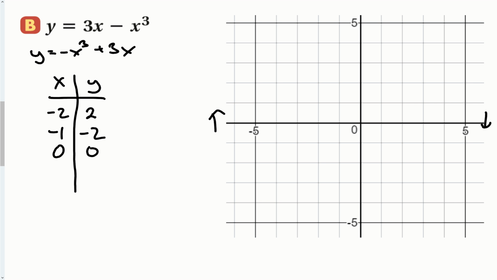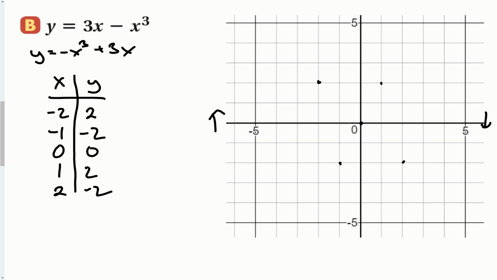Plugging in 0 is easy, gives me 0, 0. Plug in 1, I get a +2. And if I plug in 2, I get a -2. So that should be enough data to graph this thing. I expect the left side to go up, the right side to go down, and this could turn twice. So let's see. -2, 2. -1, -2, 0. 1, 2. And 2, -2.